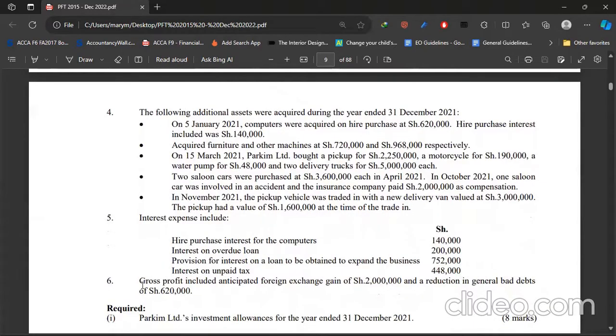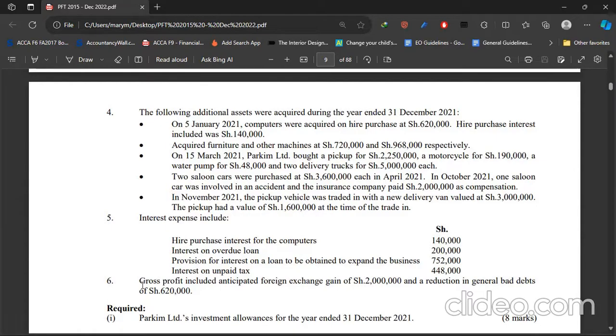Okay. 4. The following additional assets were acquired during the year ended 31st December 2021. On 5th January 2021, computers were acquired on hire purchase at 620,000 shillings. Hire purchase interest included was 140,000 shillings. Acquired furniture and other machines at 720,000 and 968,000 respectively.